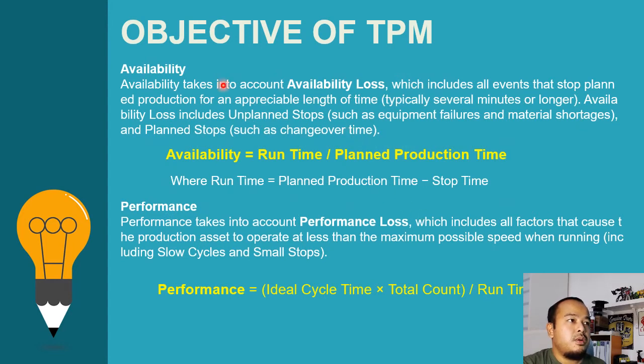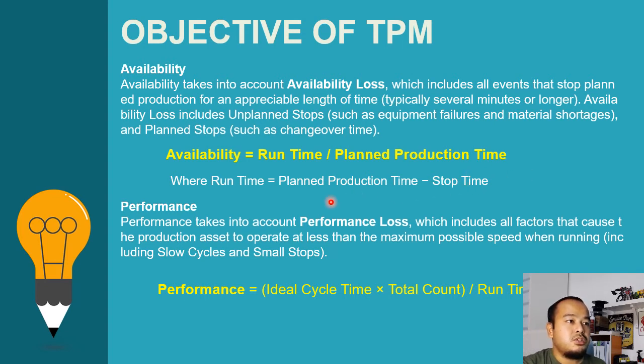So what we call availability. Another term in OEE is availability. Availability takes into account availability loss, which includes all events that stop planned production for an appreciable length of time, typically several minutes or longer. Availability loss includes unplanned stops such as equipment failures and material shortage, and planned stops such as changeover time. The calculation to get availability is runtime divided by planned production time.